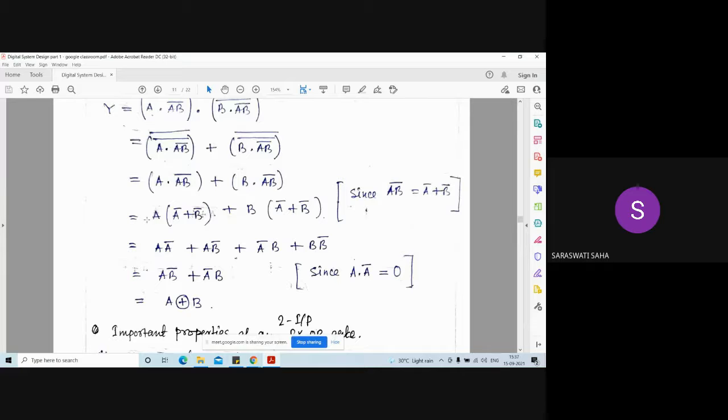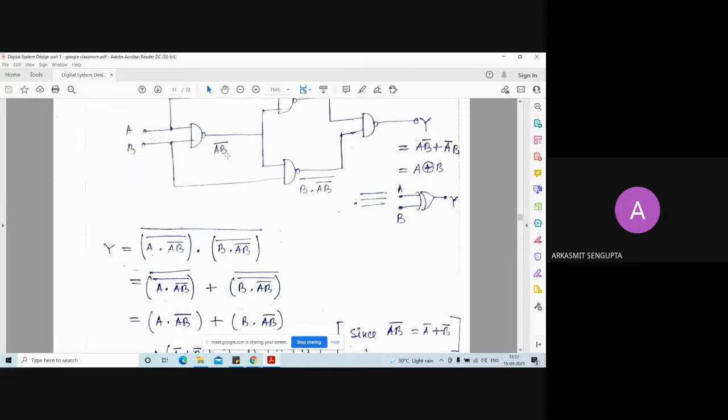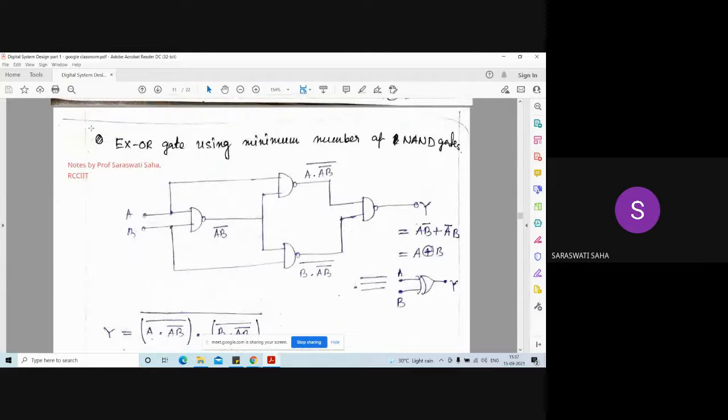Because XOR gates can perform various functions. For designing an adder circuit, for designing a subtractor circuit, for designing an inequality detector or equality detector, or as a buffer, as an inverter, you can use only a two input XOR gate. That's why the XOR gate is important.